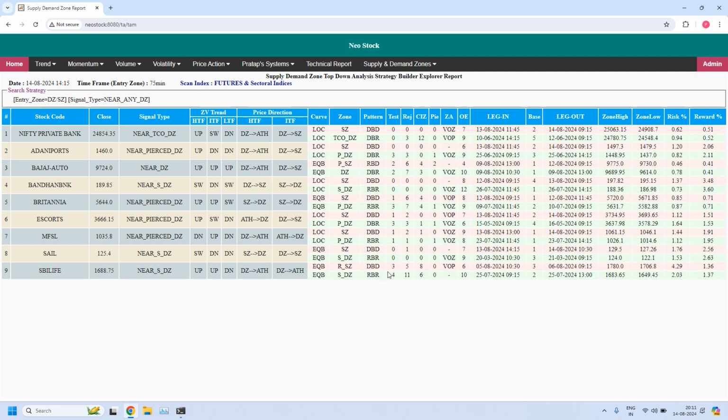But remember, both the zones are already tested. Supply zone is tested 3 times, demand zone is tested 4 times, and again supply zone is having 5 rejections, demand zone is having 11 rejections. So properly fine tune SBI Life in both the sides. So this is about 75 minutes time frame.